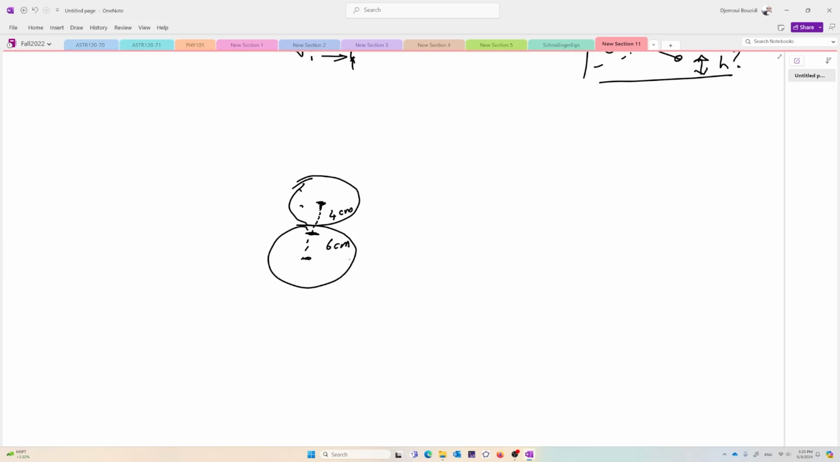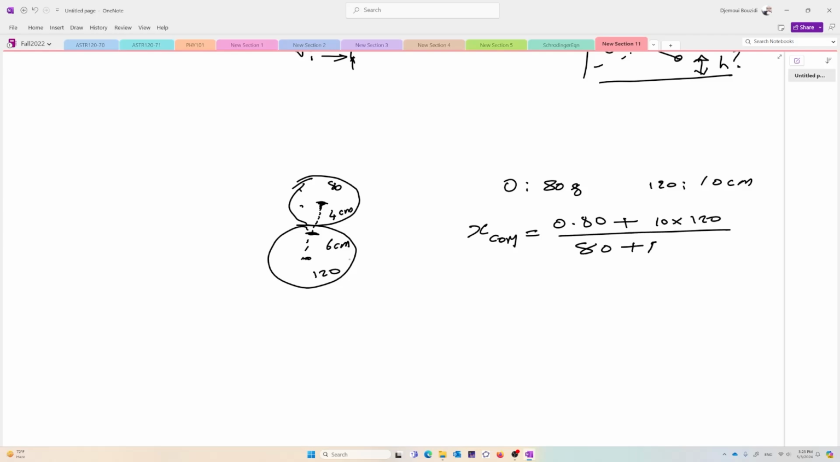So it was inside of the bigger of the two, because this one is 120 grams. This one is only 80 grams. So I'm going to start in here. So that's the origin. So the origin 0 is for the one where the 80 grams is. That means the one that is sitting at 120 grams is sitting at 4 plus 6, which is 10 centimeters. So that gives me the center of mass from the center of the 80 grams is going to be equal to 0 times 80 grams plus 10 times 120 grams divided by the sum of the 80 and the 120.